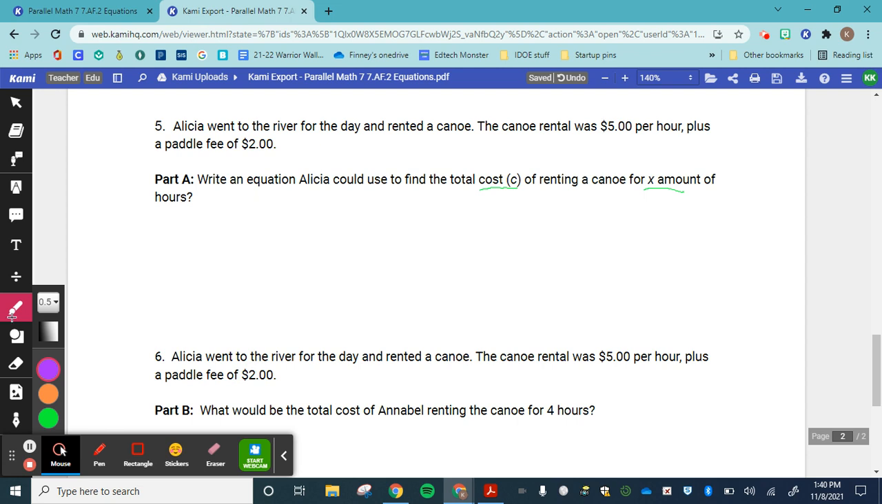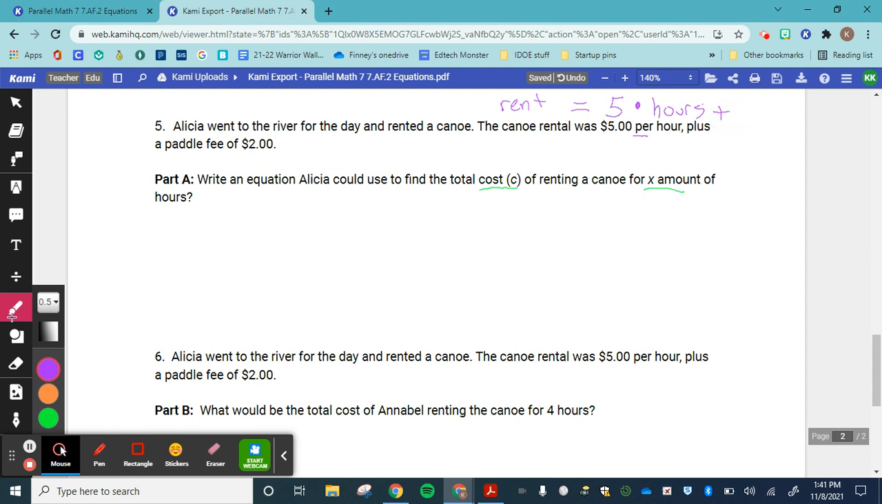The canoe rental was $5 per hour plus a paddle fee of $2. Sometimes all of the things that we need for our equation are right in a row, and that's the case here. So canoe rental, so how much it costs to rent her canoe, is going to be our equal sign. Then $5 per hour, well, we know that per means multiply. So $5 times however many hours she takes it for. So 5 per hour means 5 times the hours.